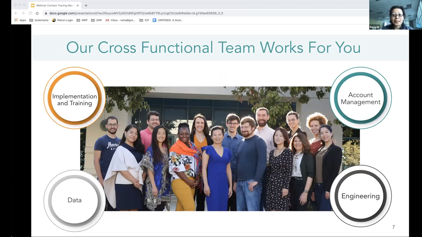We really understand kind of the challenges that government faces. And so what's unique about us is that we put together a cross-functional team that will support every project. So in addition to just getting software, you also get account management, a ton of implementation help, as well as training, data analysis, data reporting, as well as obviously engineering support.